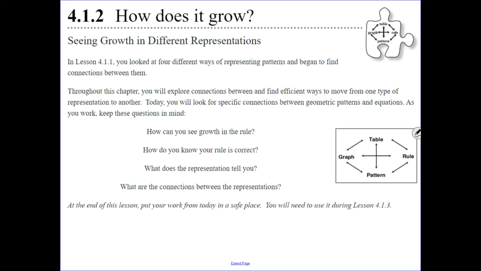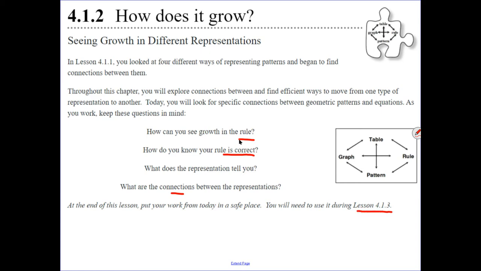As you work, keep these questions in mind. How can you see growth in the rule? How do you know if your rule is correct? What does a representation tell you? What are the connections between these representations? At the end of this lesson, put your work today in a safe place. You will need it for lesson 4.1.3.